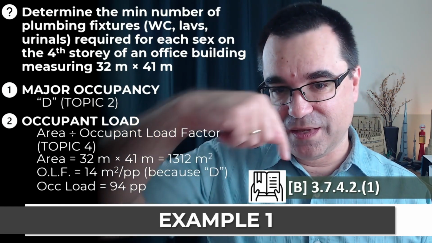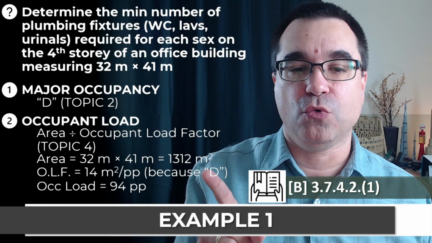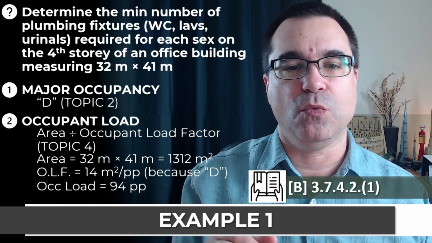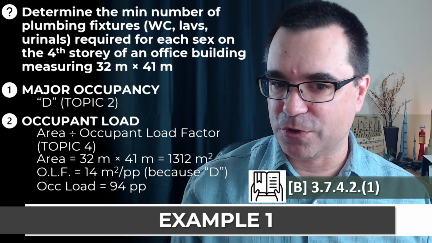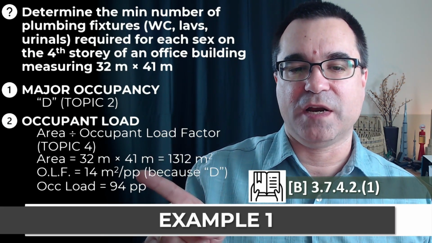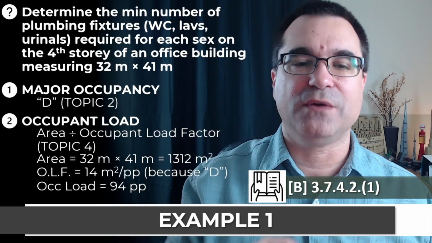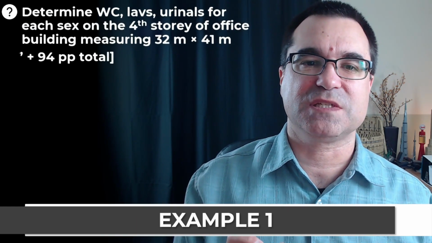And here's the exception. For D major occupancies only, you don't use table 3.1.17.1, and instead you use this factor of 14 meters squared per person. With this factor, you do the area divided by this factor, and you round up. Always round up to the nearest person. 94 persons is what we get from this.